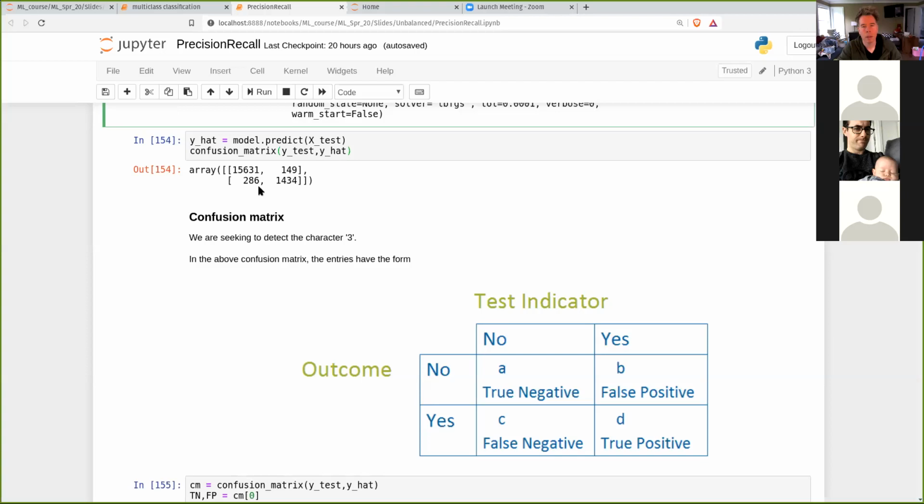Wait, no, this is things that truly are 3s that are reported to be non-3s. So those are false negatives. And here we have the true positives. So those are the 3s that actually were reported to be 3s. Notice that about 10% of the data actually was a 3. That's the distribution in this training set. Each digit is about 1/10 of the data.